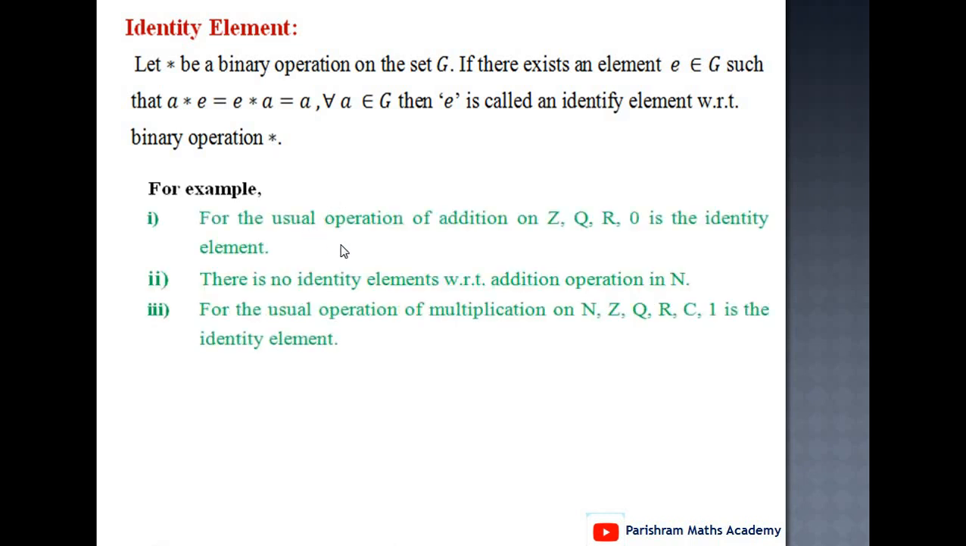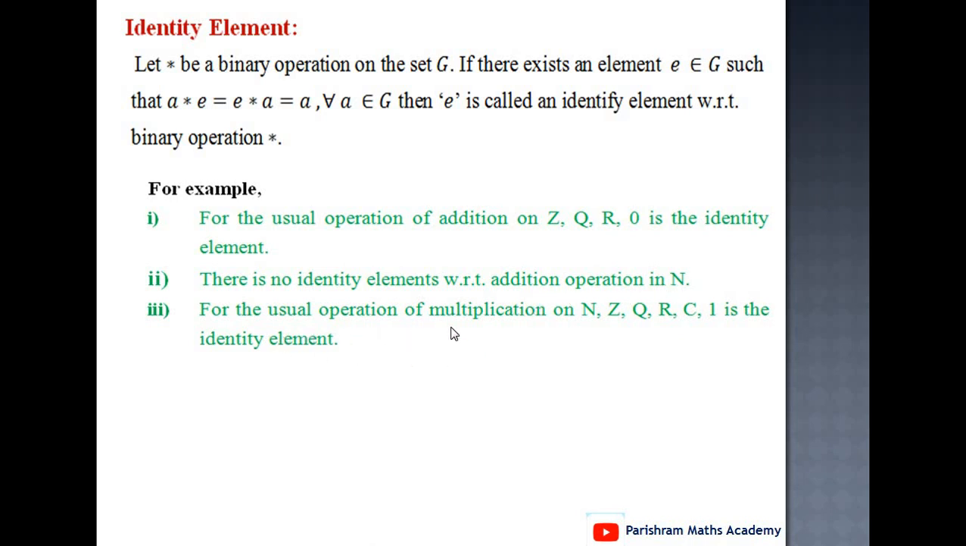For example, for the usual operation of addition on Z, the set of integers, Q, the set of rational numbers, and R, the set of real numbers, 0 is the identity element, because if we add 0 to any number, then we get the number itself. That is, 0 is the identity element of Z, Q and R. There is no identity element with respect to addition in the set of natural numbers, because 0 is not in the set of natural numbers.